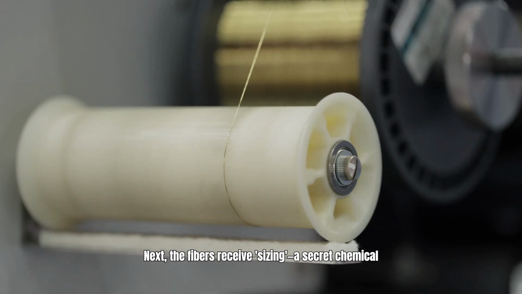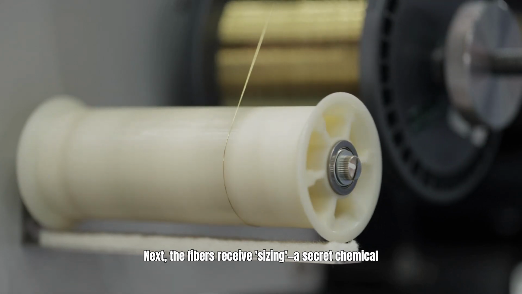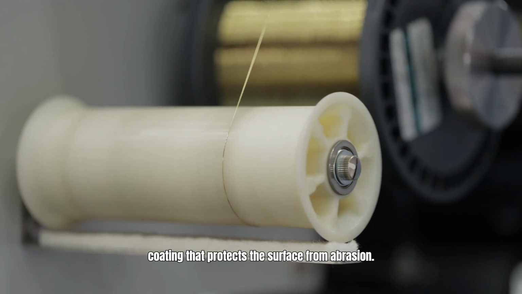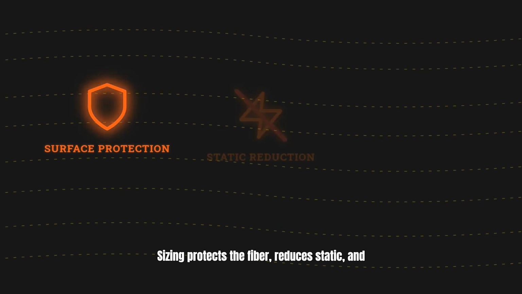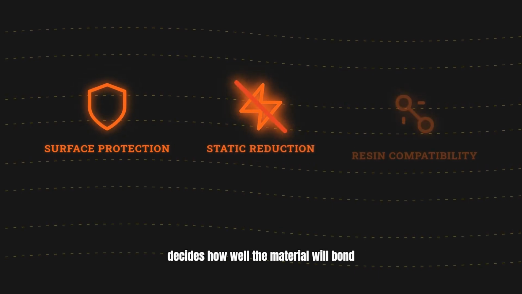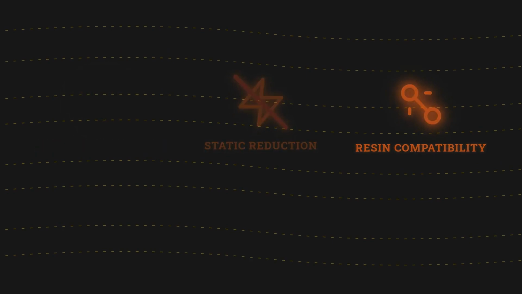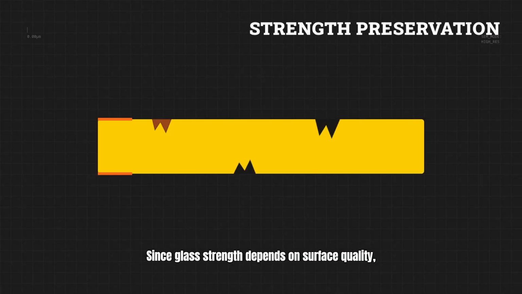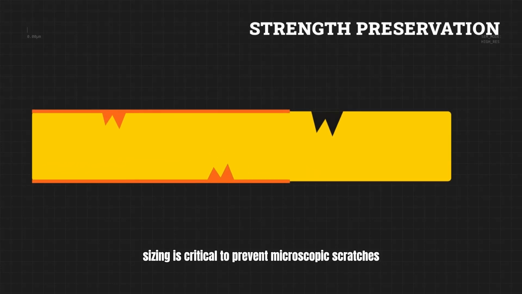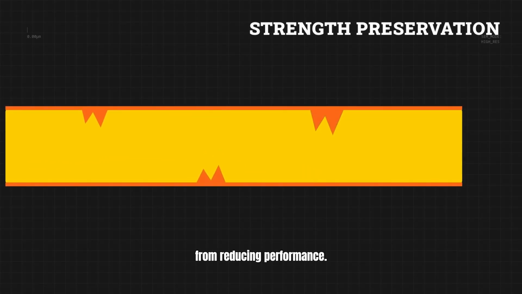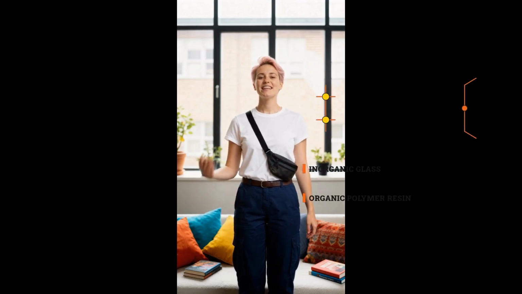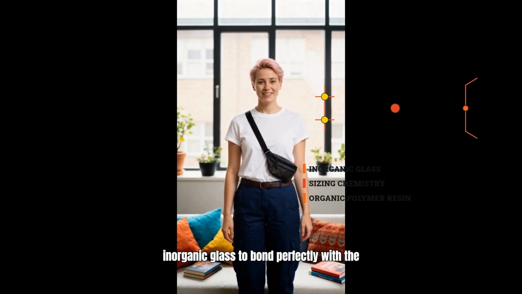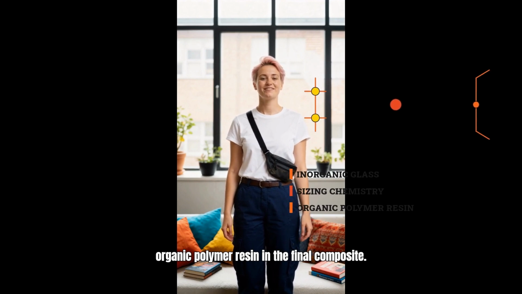Next, the fibers receive sizing, a secret chemical coating that protects the surface from abrasion. Sizing protects the fiber, reduces static, and decides how well the material will bond with the final resin. Since glass strength depends on surface quality, sizing is critical to prevent microscopic scratches from reducing performance. Sizing acts as a bridge, allowing the inorganic glass to bond perfectly with the organic polymer resin in the final composite.